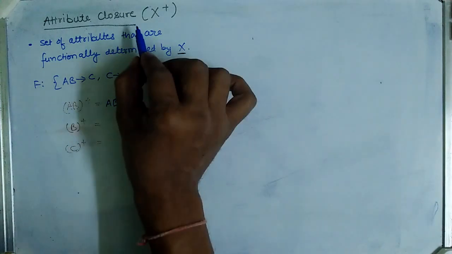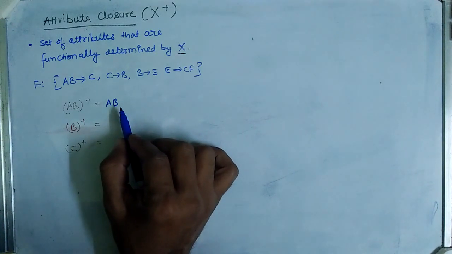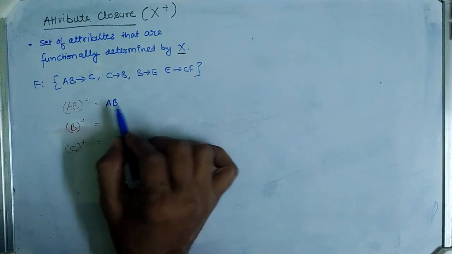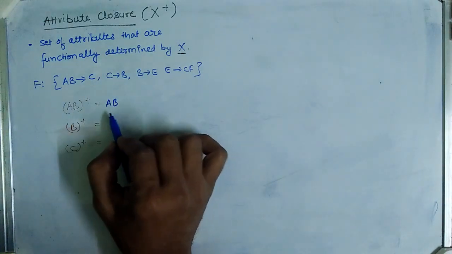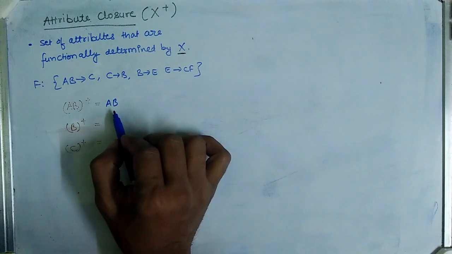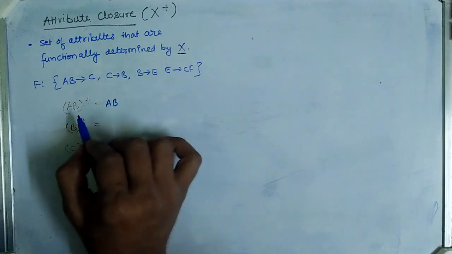So the attribute closure can be found with the help of the properties covered in the last lecture on functional dependencies. You can go through the last video lecture to cover those properties, which included some important properties of functional dependencies.